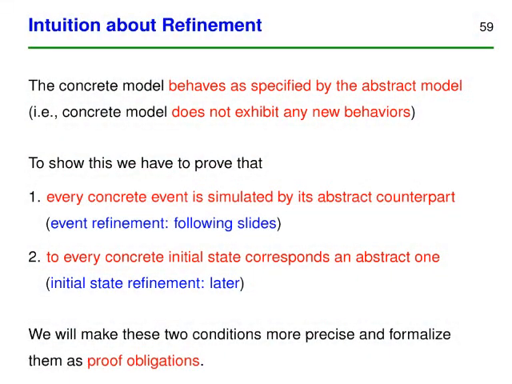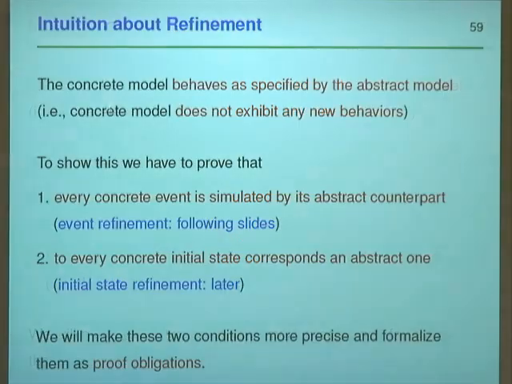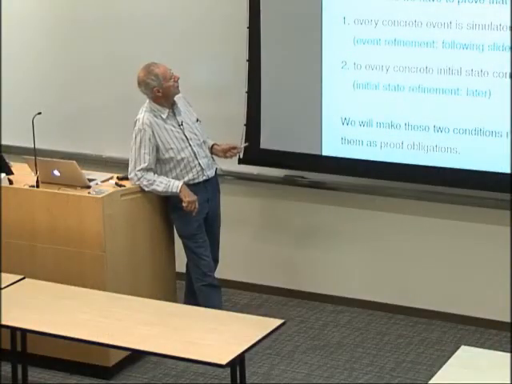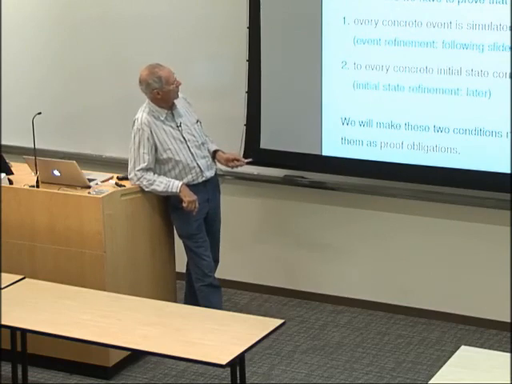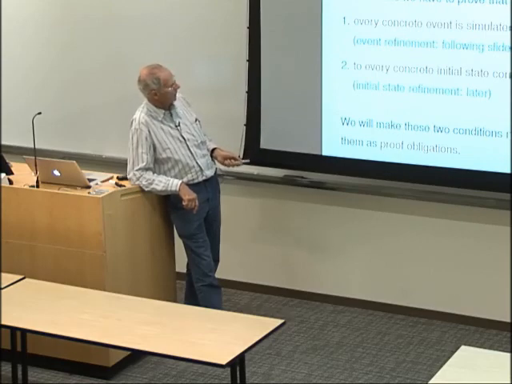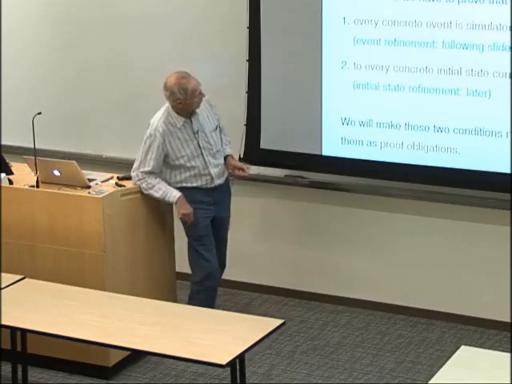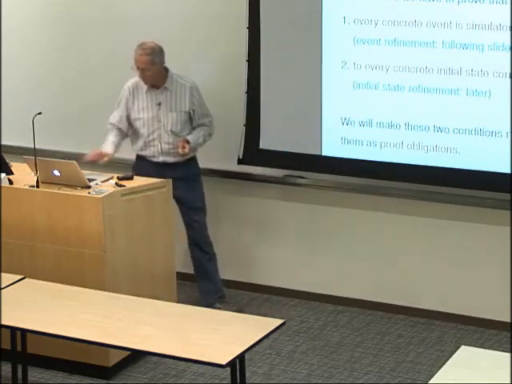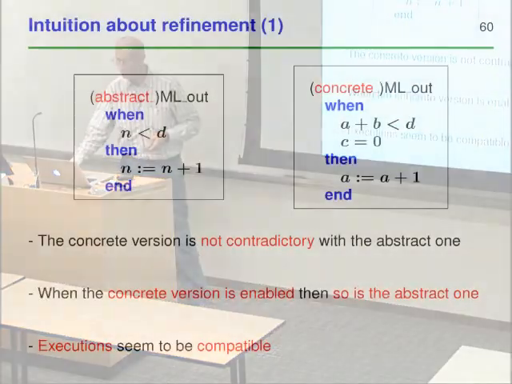Intuition about refinement. So we come slowly to your question. The concrete model behaves as specified by the abstract model. So the concrete model does not exhibit any new behavior. Okay? It's a correct simulation. And to show this, we have to prove that every concrete event is simulated by its abstract counterpart. I will define this. And we have also the same sort of thing for the initial case. And we will make these two conditions more precise again, as proof obligations.